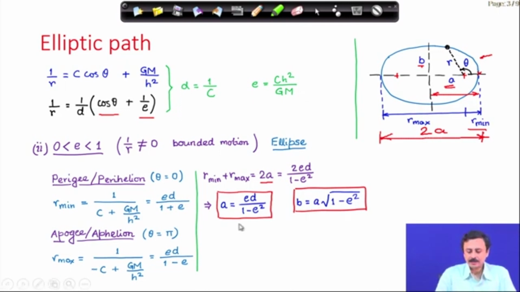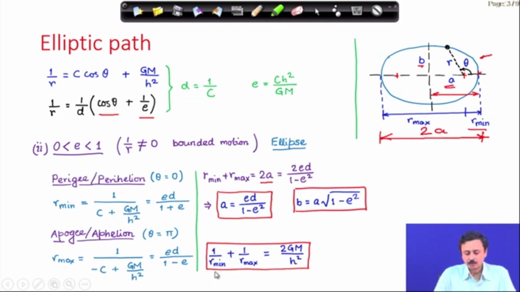And by simplification of this relation, I can get the semi-major axis in terms of the geometry. E is the eccentricity and d is the distance of the focus from the directrix. Therefore, this semi-major axis A is equal to E d by 1 minus E square. It is known from geometry that the semi-minor axis is related to the semi-major axis through the eccentricity E, like this: B is A under root 1 minus E square. This is a standard geometry relation.